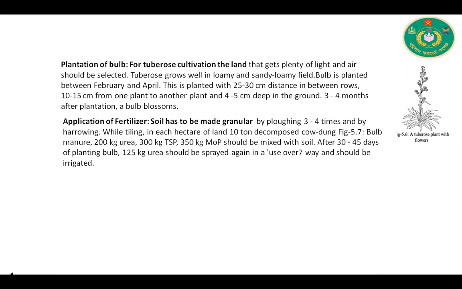Application of fertilizer. Soil has to be made granular by plowing 3 to 4 times and by harrowing. In each hectare of land, 10 tons of decomposed cow dung manure, 100 kg urea, 300 kg TSP, 350 kg MOP should be mixed with soil 3 to 45 days after planting the bulb. 125 kg urea should be sprayed again and the land should be irrigated.